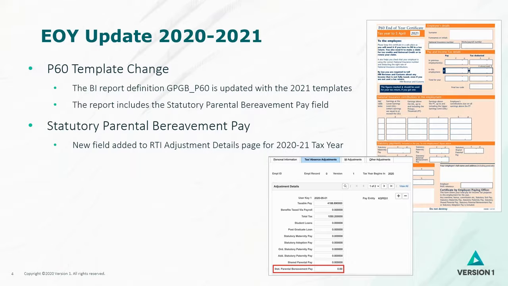So let's start by looking at the changes for the end of the current tax year. The only change really, as you would expect at the end of the tax year, is to the P60 template. There's two key changes here: updating the template with the correct tax year value, but also the addition of the statutory parental bereavement pay field, which was a new item this year. Similarly, the same field has been added to the RTI adjustment details page and will be included on any amended FPSs that you would submit following the end of the current tax year.